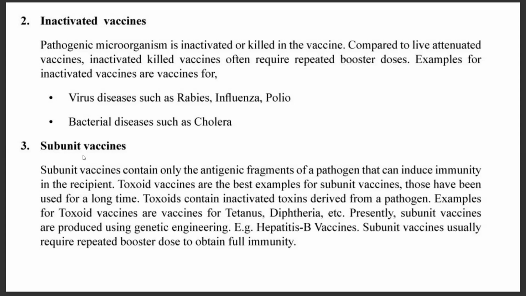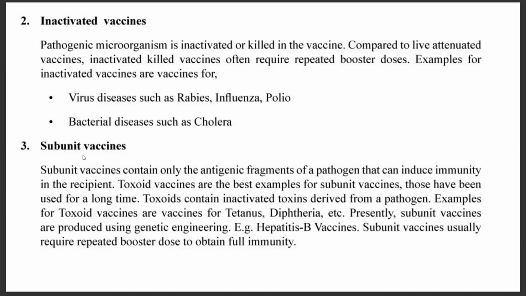So the best example for a toxoid vaccine, that means that subunit vaccine, it contains toxin of the pathogenic microorganism, right? So example is the vaccine given for tetanus and diphtheria. And also now in the present, in these days, subunit vaccines are also produced by genetic engineering. The example is the hepatitis B vaccine. But these vaccines usually require repeated booster doses to obtain the full immunity.